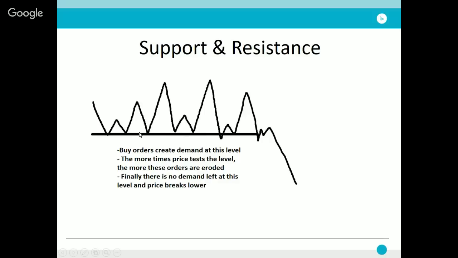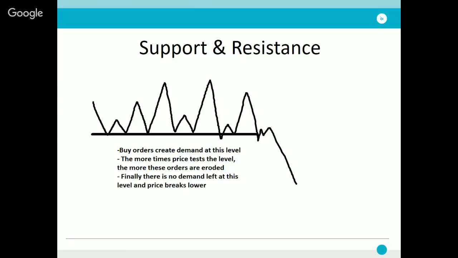So we get initial orders at this level, which continue to be filled as price comes down. We might get further people stepping in to buy at this level, which keeps the level in play. But then eventually all the orders, all the demand at this level is eroded and absorbed, and price breaks lower as supply overwhelms the market. So this is the dynamic that is in play at these levels.